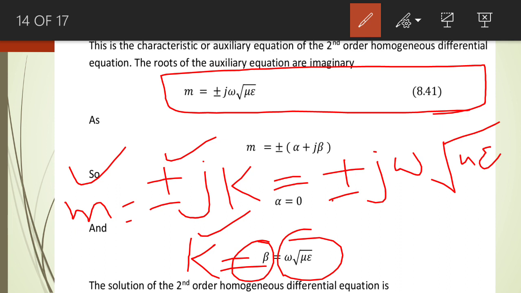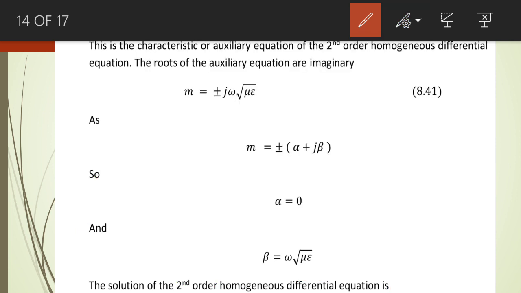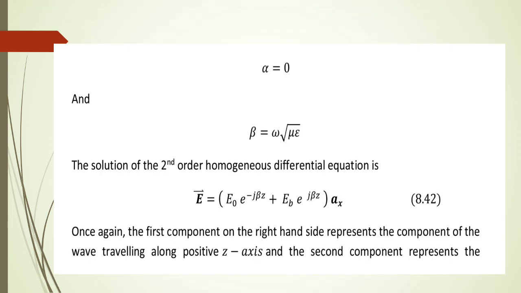So please replace beta in this particular case by k, because if you study the book of fiber optic communication system, they use this particular symbol instead of beta. Okay, so there are two roots of the auxiliary equation. The roots are imaginary. One root is positive and the other root is negative, right? So we want to discuss the solution of the second order differential equation.